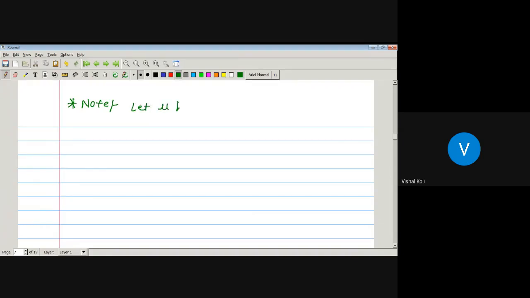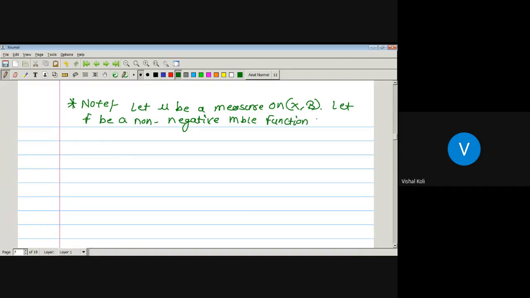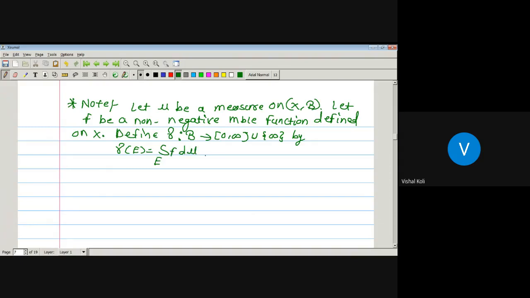Let mu be a measure on a measurable space (X, curly B), and let f be a non-negative measurable function defined on X. Define a measure gamma from curly B to [0, infinity] by gamma of E equal to the integration over the set E of f d mu. So this will be our measure given.